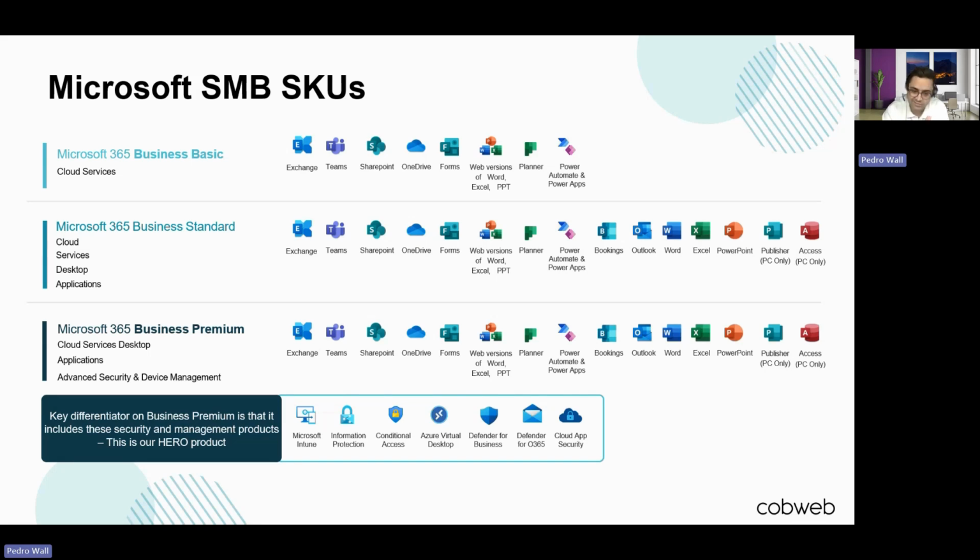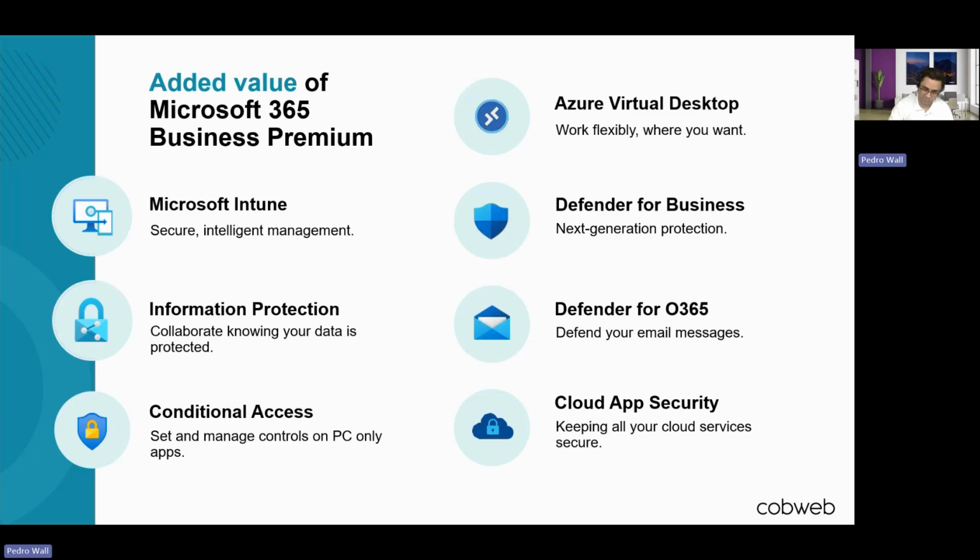categorized as the hero SKU in terms of productivity and the levels of engagement you can have, but mainly at the bottom level, the hero product, which is the security management tools built within. These are the biggest things that make Business Premium what it is: Intune, Information Protection, Conditional Access, Azure Virtual Desktop, Defender for Business, Defender for Office 365, and Cloud App Security as well. It's probably a little easier to see on this screen how they're all broken down.